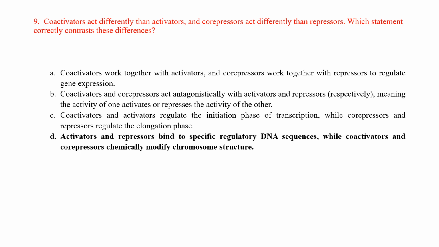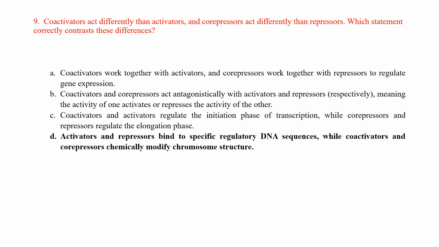So letter D most accurately contrasts these differences, as the activators and repressors will bind to specific regulatory DNA sequences, while co-activators and co-repressors chemically modify chromosome structure. So very simply, just as it mentions, the activators and repressors will bind directly to the DNA, while the co-activators and co-repressors will basically modify either chromatin structure or they'll interact with mediator as well as other general transcription factors.